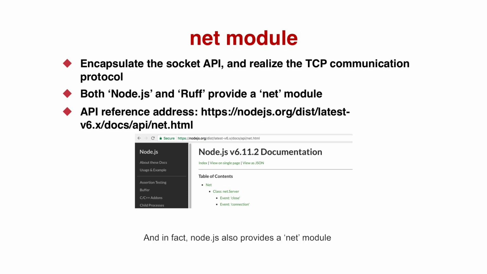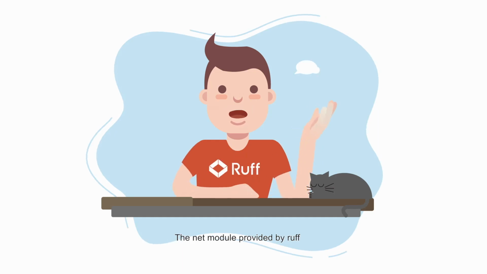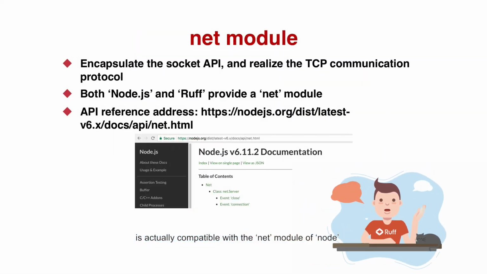And in fact, Node.js also provides a net module. The net module provided by Ruff is actually compatible with the net module of Node. For example, both may be executed when Node or Ruff is operating. Well, as to how to use Ruff, a reference address of an API is provided here.